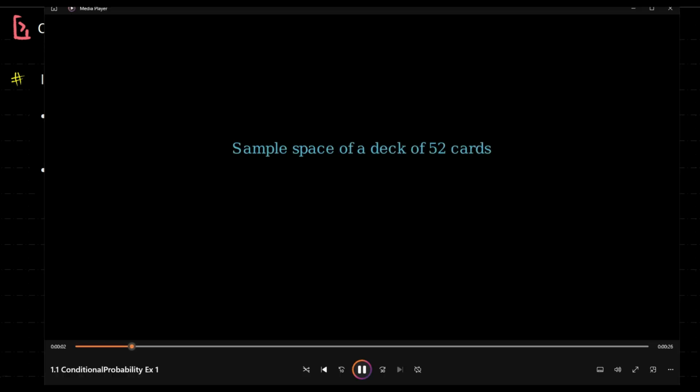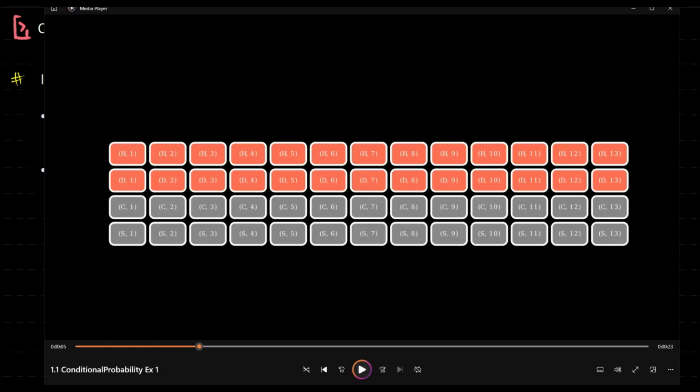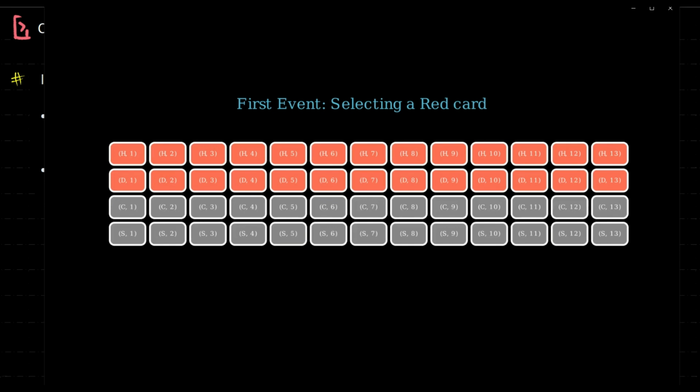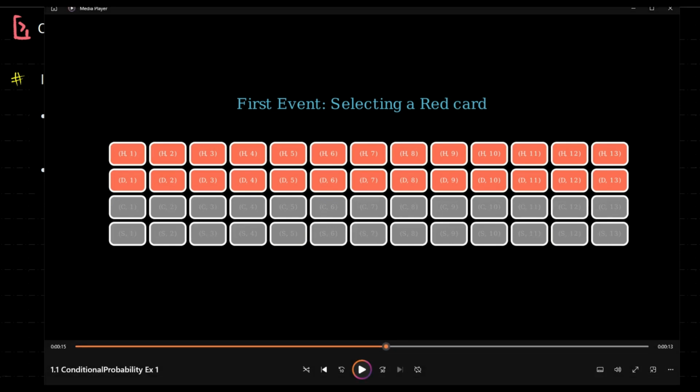So we have a sample space of a deck of 52 cards. So obviously there are 52 cards. Instead of ace, I have 1. Instead of jack, queen and the king, I have 11, 12 and 13. So let's look at what happens. The first event being selecting red cards. So we are pretty much taking all the cards in the first 2 rows.